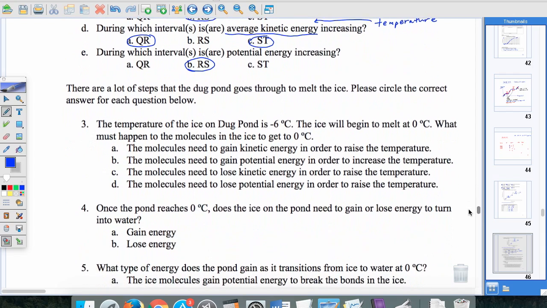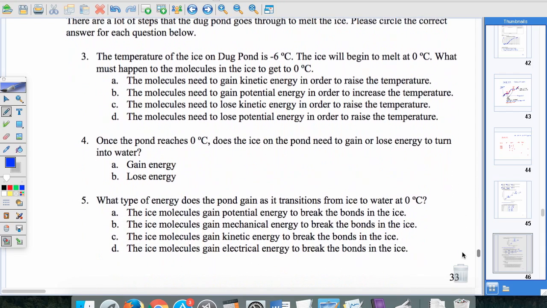Let's see here. We've got Doug Pond. The temperature of the ice on Doug Pond is negative 6 degrees Celsius. Ice will begin to melt at 0 degrees. What must happen to the molecules in the ice to get to 0 degrees Celsius? So we need a temperature change. And we remember that temperature goes with average kinetic energy. And we need to gain it because we need to raise the temperature. So we need to gain kinetic energy.